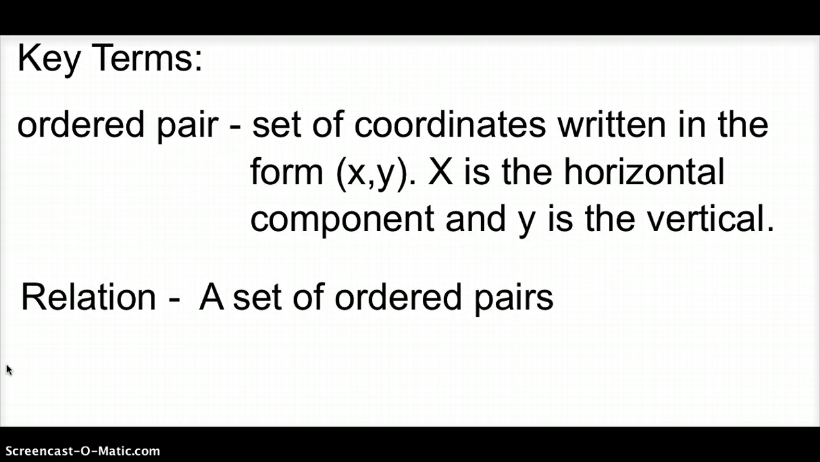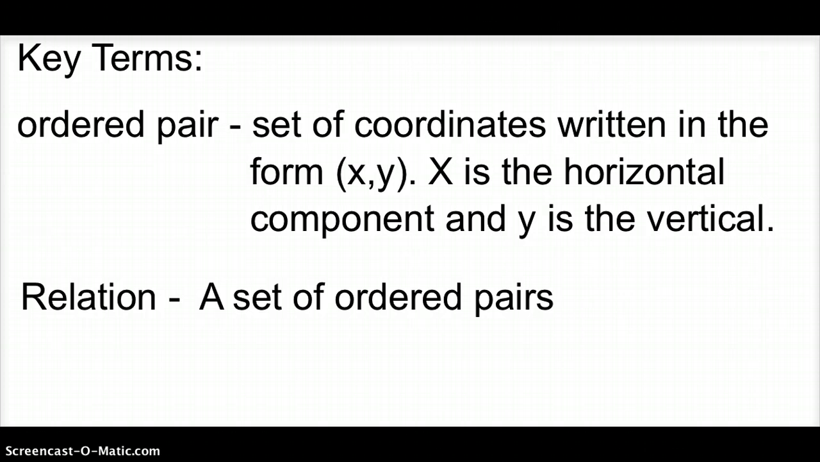Some key terms we need to know. First, an ordered pair is a set of coordinates written in the form (x, y). X is going to be the horizontal component and y is going to be the vertical component of that ordered pair. We'll do an example of this in a minute. And then a relation is just a set of ordered pairs. So if we know what an ordered pair is, we can quickly figure out what a relation is. It's just a set of the ordered pairs.